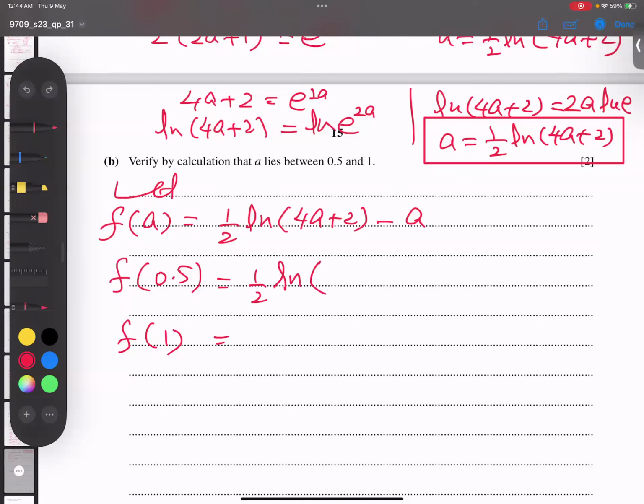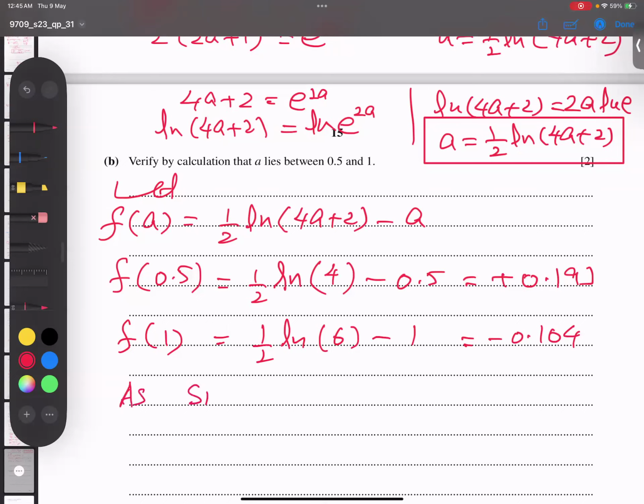Half into 4, half means 2, 4. We got ln 4 minus 0.5. And same story here. When I plug in 1, I got ln 6 minus 1. Okay, student, I type it in the calculator and let's see what answer comes. So the top answer is coming positive 0.9193. And the same way I will check the lower one. And what I get is negative 0.104. And you know, just one statement we write: sign changes.